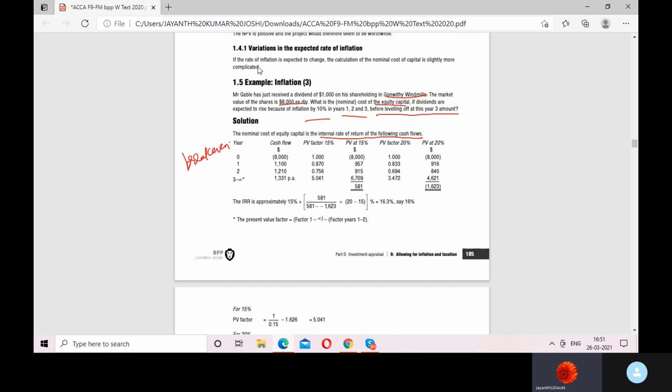So if the inflation rate is expected to change, the calculation of nominal cost of capital will be more complicated. So they have given the example for that. They are saying, the question is all right. If dividends are expected to rise because of inflation by 10%, so whatever dividend the company is giving is this, but that is going to rise because of inflation. Got it? So things are not fixed here. They are going to change. So nominal cost of capital becomes slightly complicated, it seems.